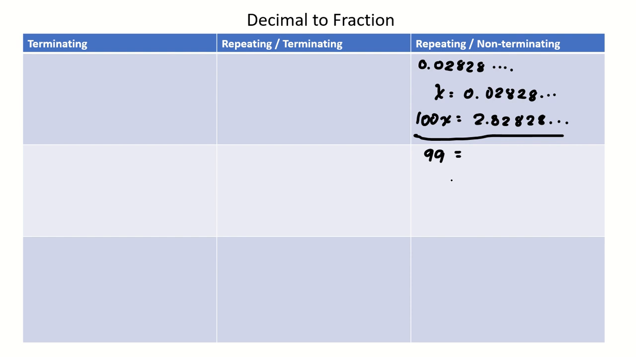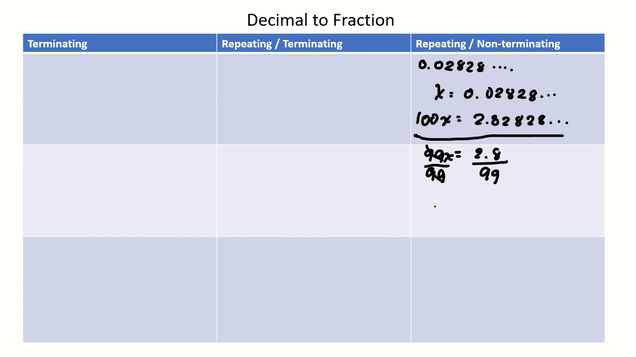equals 2.828282 minus 0.28282. Okay, so what is it going to be? So that's going to be 2.8. Is that right? 2.8, right? Yeah. So 2.8. Sorry, there must be an x here. Okay, divide both sides by 99.